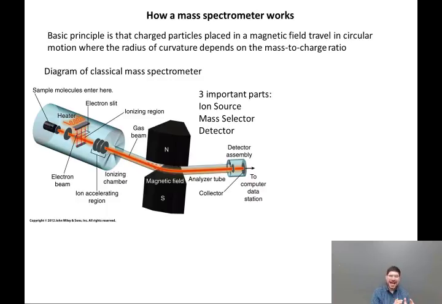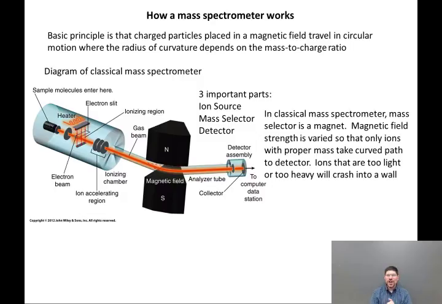So when you take ions and put them into the magnetic field, they're going to curve some amount to the left. So in a classical mass spectrometer, the mass selector is the magnet, and you can vary the magnetic field strength so that only ions with the proper mass, assuming they have one charge on them, will successfully navigate the curved path to the detector. Ions that are too light or too heavy will crash into one of the walls.